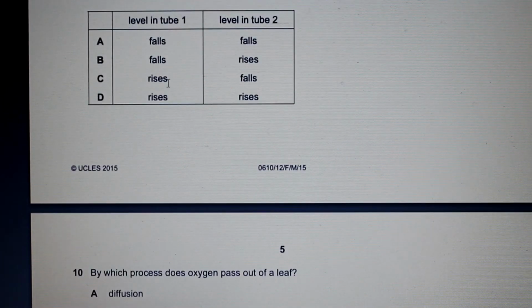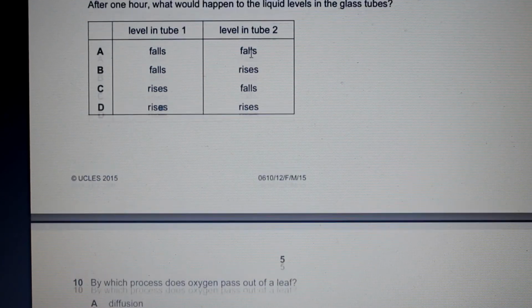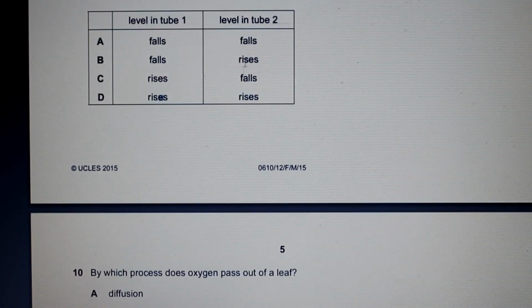So if you take a look at our options, the level in tube 1 is going to rise. So those are 2 options, C or D. In glass tube 2, it's also going to rise. So it can't be that one, so it has to be that one. So our answer here would be D.